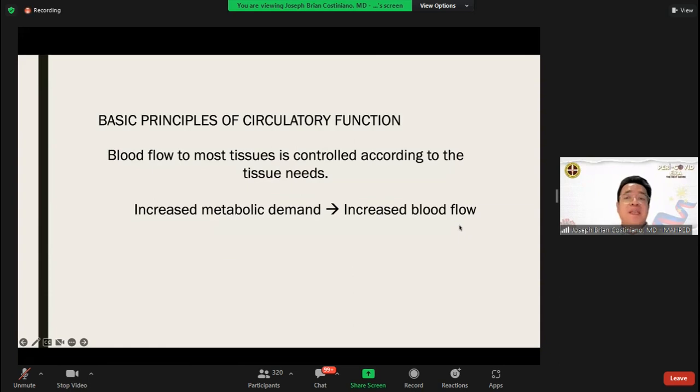Now, basic principles of hemodynamics. Kasi yung sa hemodynamics, principles lang naman talaga siya. If you just understand the basic principle, you can answer, no? Kahit na balik-balik ta rin pa yung mga question. Blood flow is controlled according or proportional to the tissue needs of the patient. No? So if there is increased metabolic demand, then of course you will have increased blood flow.